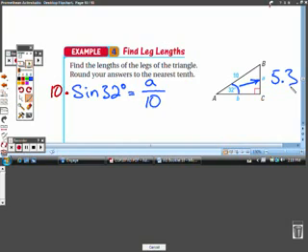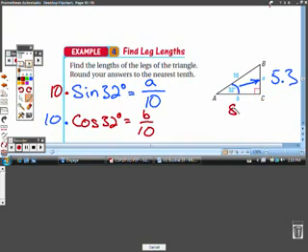Now, let's try letter B. Instead of using sine, we got to use cosine. Cosine of 32 degrees equals B over 10. I tell you, you girls impress me. All right, 8.5.